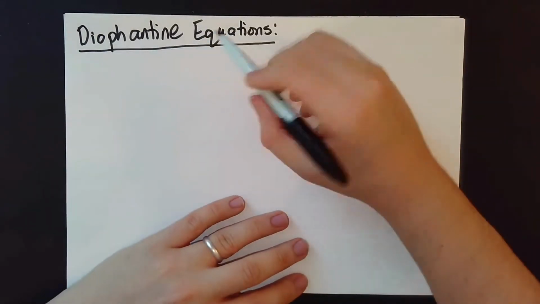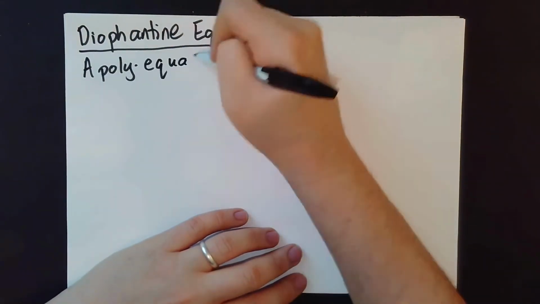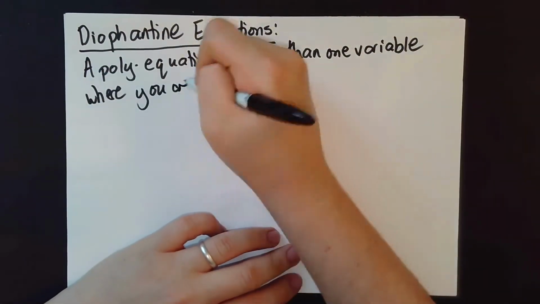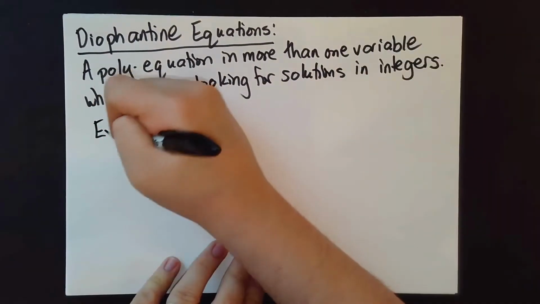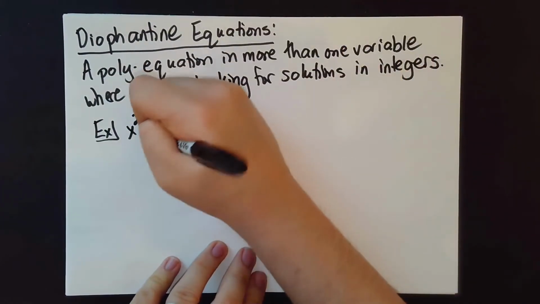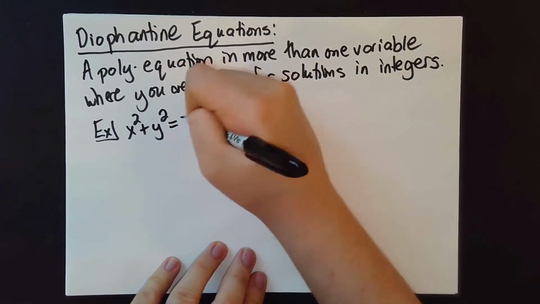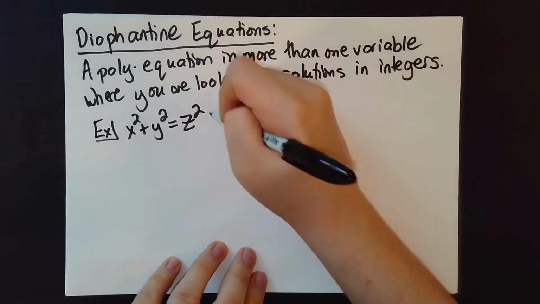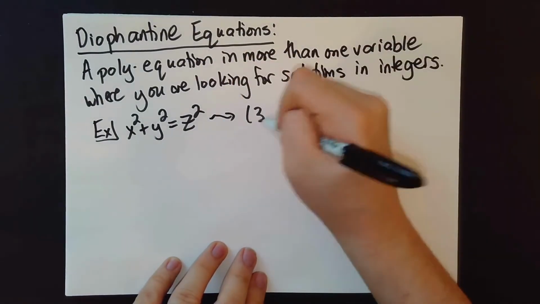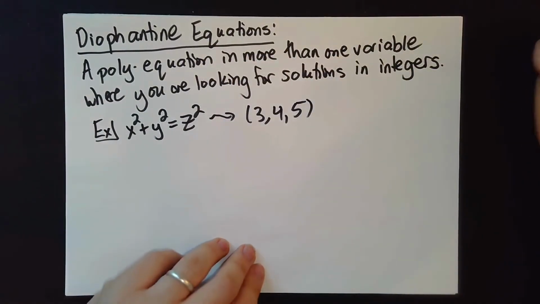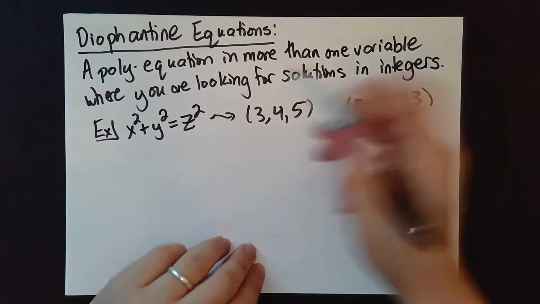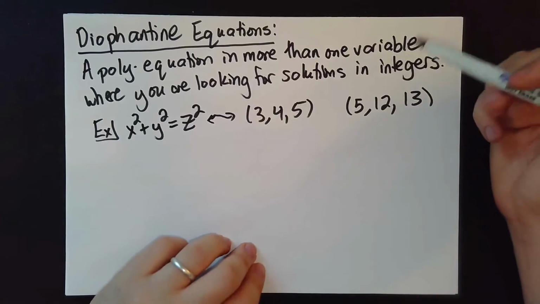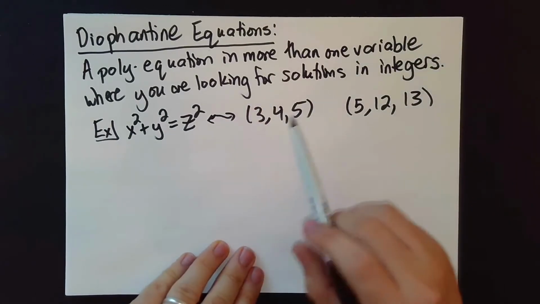Namely, what's a Diophantine equation? It's a polynomial equation with more than one variable where you're looking for solutions in integers only. So for example, you could take the equation x squared plus y squared equals z squared, and you would discover solutions like 3, 4, 5, or 5, 12, 13. Probably it won't take you very long to realize what I'm writing down here are Pythagorean triples.